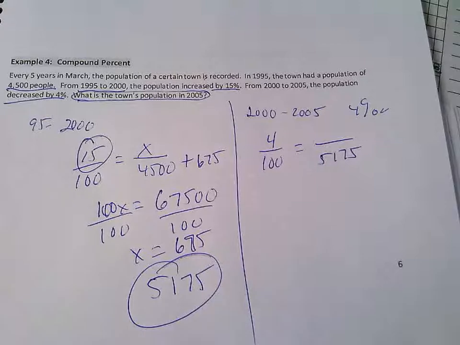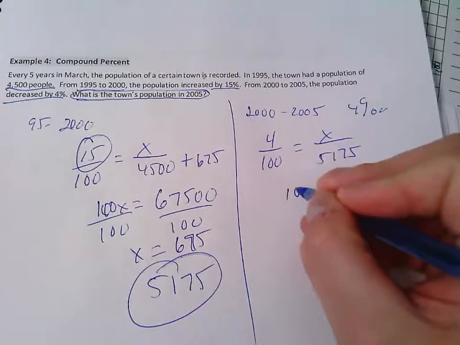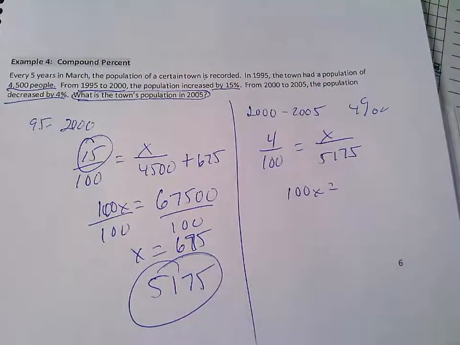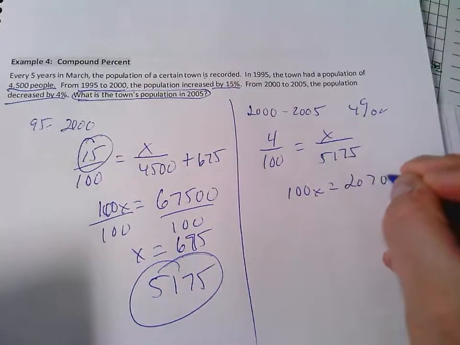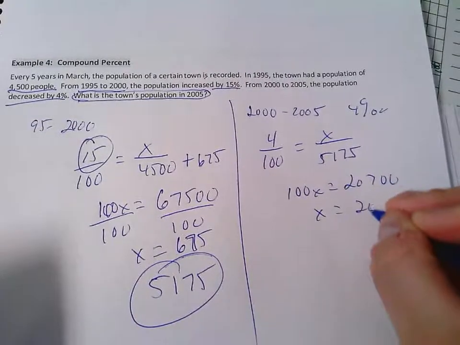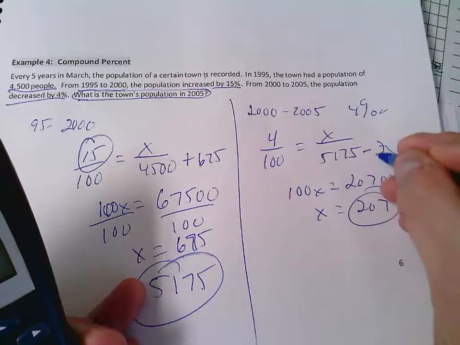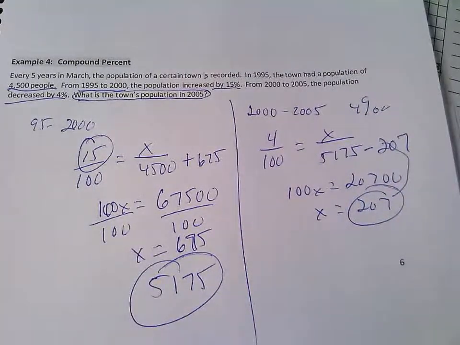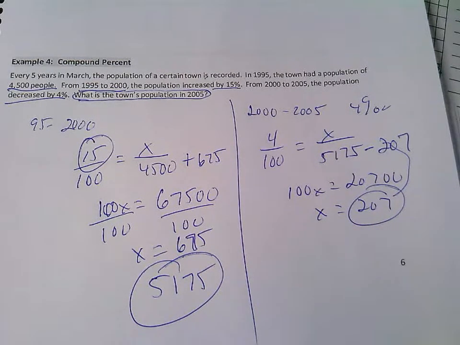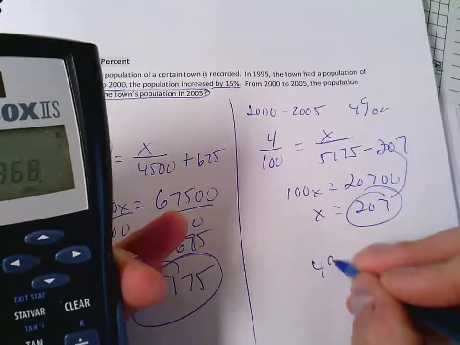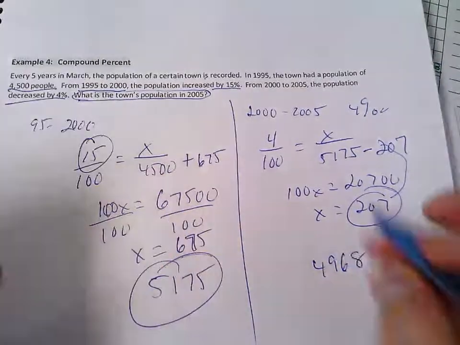Okay, and a decrease, so now put the x here, we get 100x equals 4 times 5,175, which is 20,700. Divide by 100, you get x equals 207. Right, so now what's going to happen is this has to get subtracted because it's a decrease. Okay, so this is definitely up in the level 3 to level 4 category. So now I take 5,175, subtract 207, and we get 4,968 in 2005.